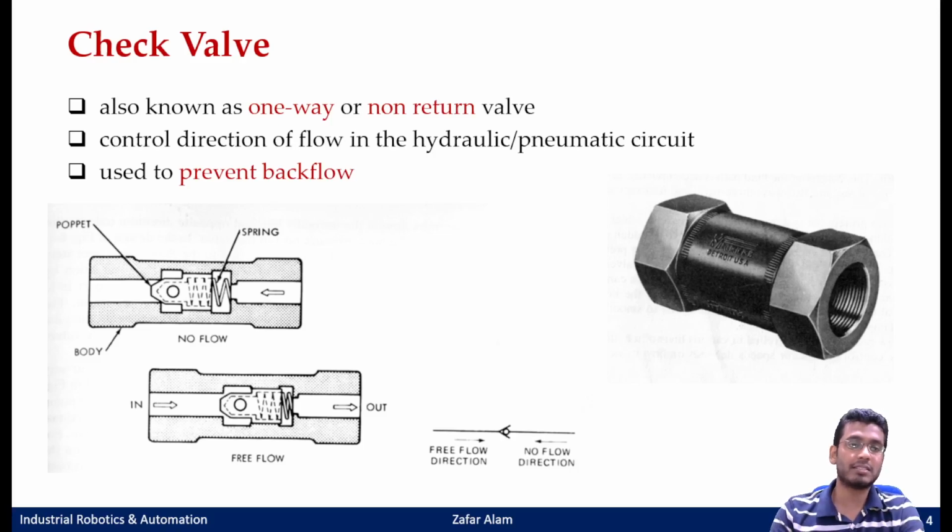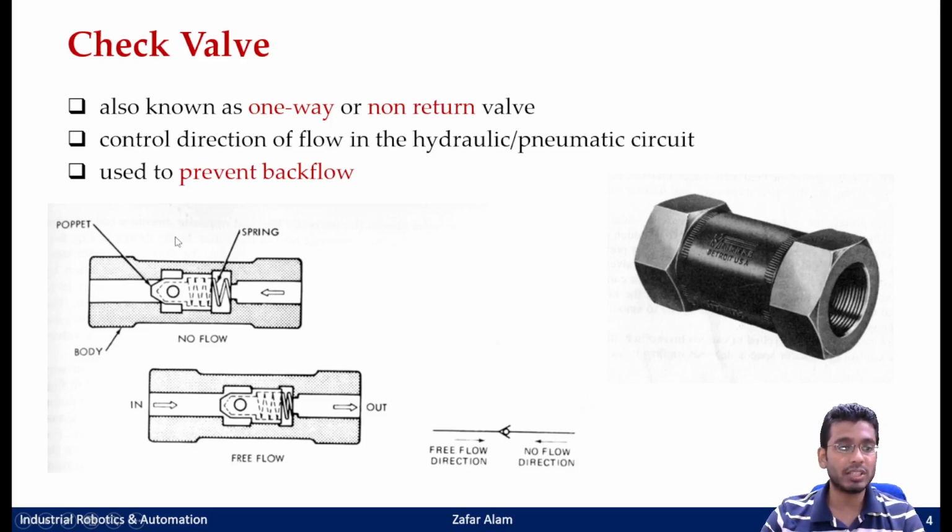Fine. So with this we will first see the first type of DCV, that is your check valve. It is also known as a one-way or a non-return valve, because as the name suggests, if you can see here, it allows the fluid to flow in only one direction, in this case from left to right. This is the symbol here. If you try to flow the fluid from the opposite side, there would be no flow, so the fluid flows only from left to right, and if you try to flow it from right to left, it would not flow.